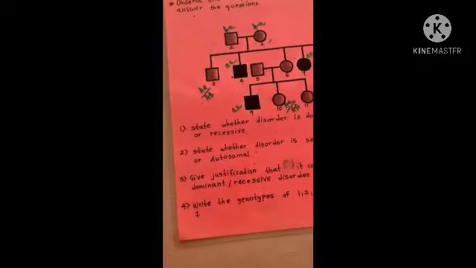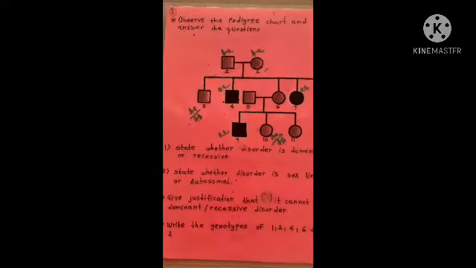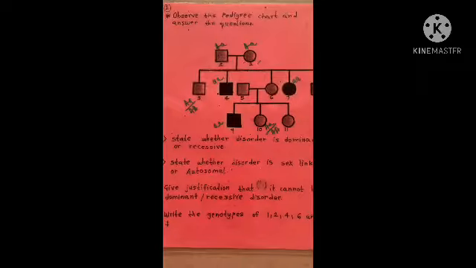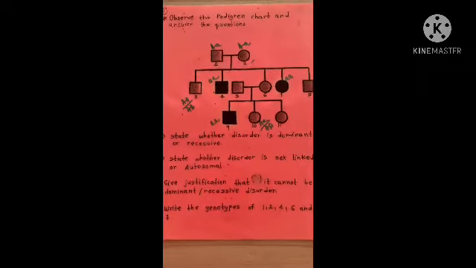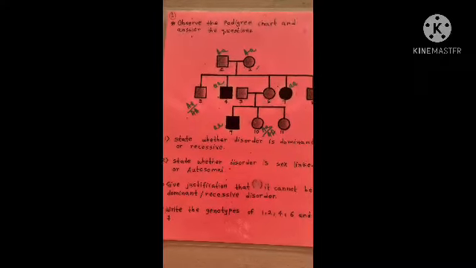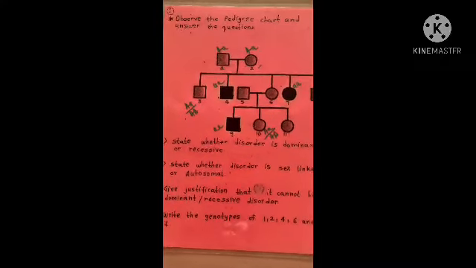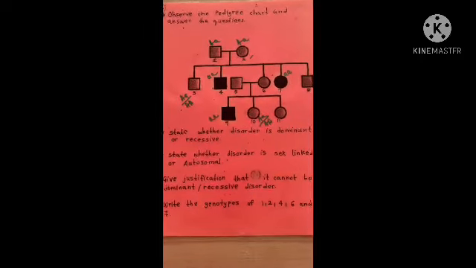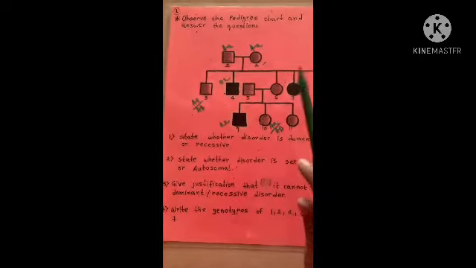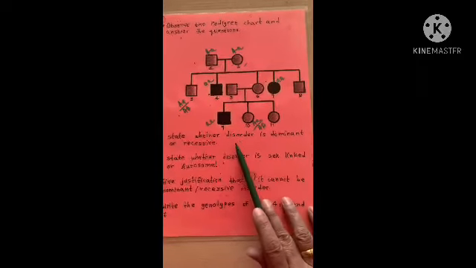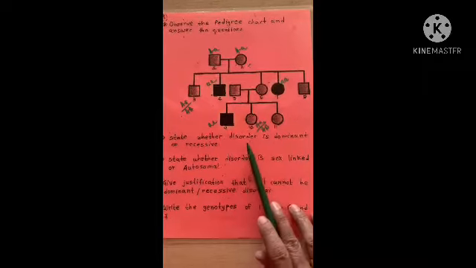Now we'll see some of the charts, at least 5 charts we'll be doing, so that you are able to analyze similar types of charts that will be given to you in the board examination. So the first chart: the question is given, observe the pedigree chart and answer the questions. If we see the chart, just go through the chart. I have written this right now, but in the exam the genotype will not be given. Now the first question is, state whether the disorder is dominant or recessive.